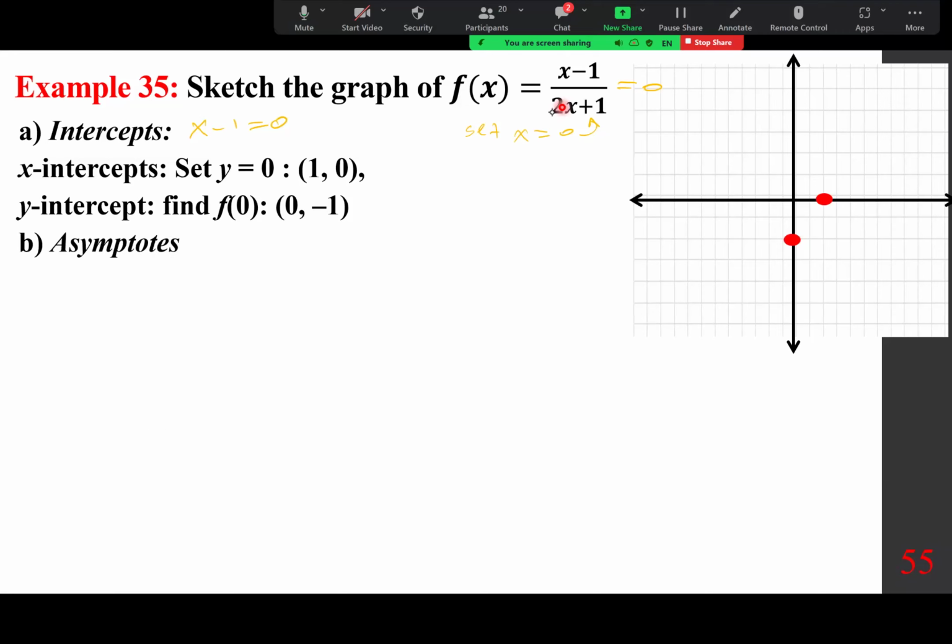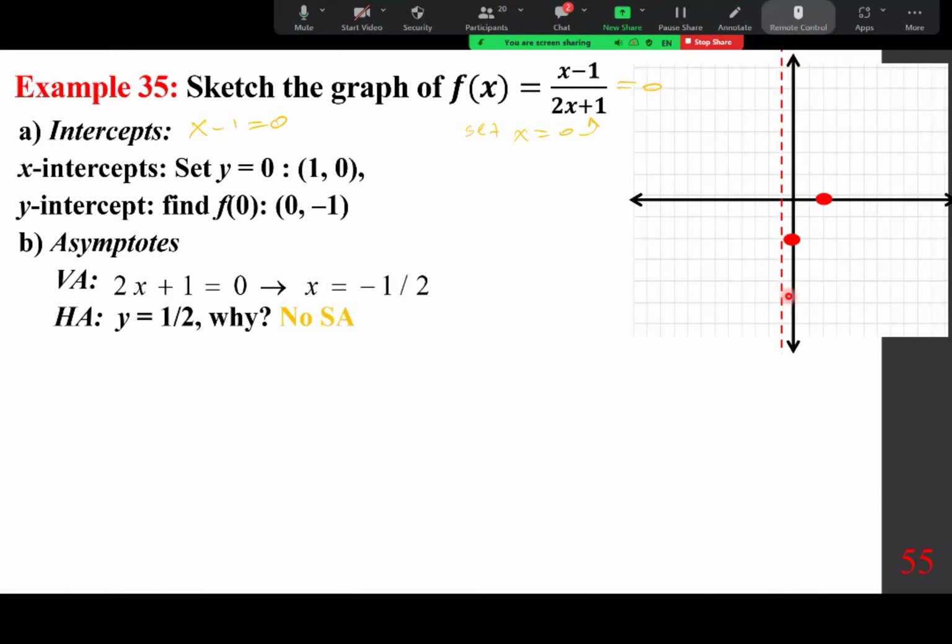Asymptotes. Start with the simplest one. VA, 2x plus 1 equal to 0. That means x equals negative 1/2. So the denominator is 0. That gives you the VA. Horizontal asymptote. The degree of the numerator is 1. The degree of the denominator is 1. So 1/2. Y equals 1/2. So that's your vertical asymptote, and y equals 1/2. And there is no slant asymptote.